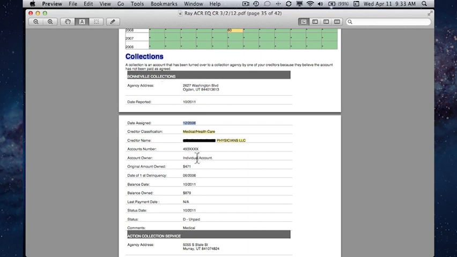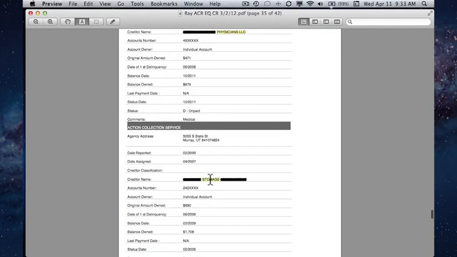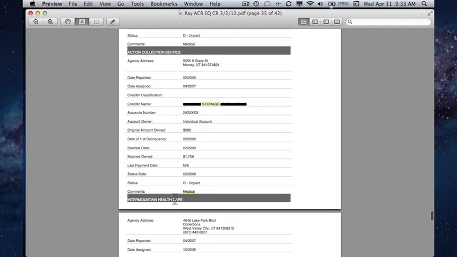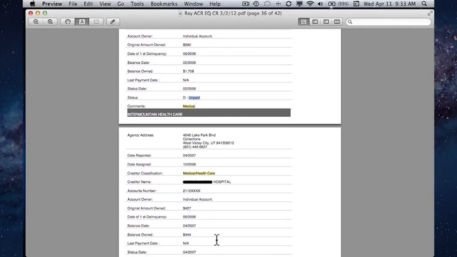So there's Bonfield Collections, Action Collections. It's a storage company. It says medical and says storage. Welcome to credit reporting. So you would want to use your other credit reports to validate what kind of account this was. And it is unpaid here, unpaid here. And so know that if you pay these, the clock is not supposed to start again. It's from the date that it was reported.